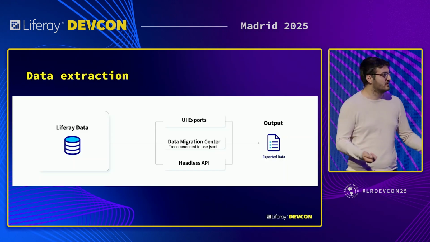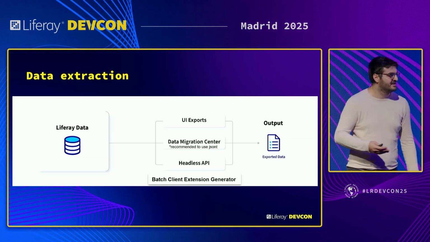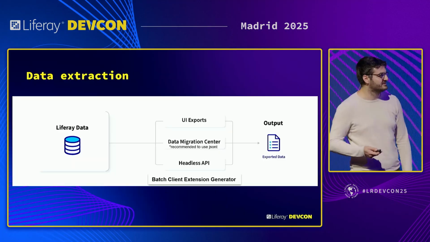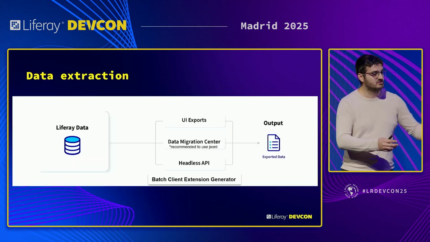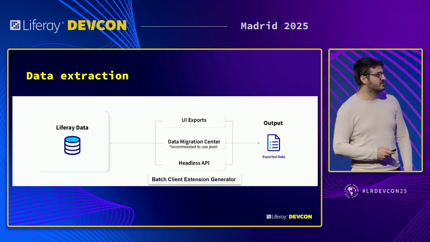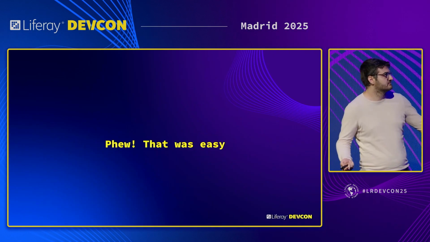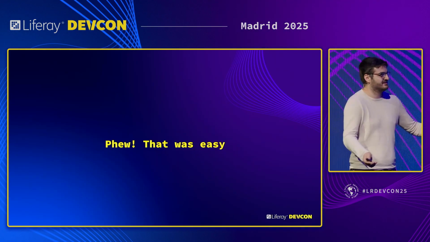And also we have, I have to say it, the batch client extension generator that was presented as a winner of the contest this year. And when you have all of this, you just put it in the JSON, in the items, and everything will be there. And that was easy. Everything looks very easy like that.